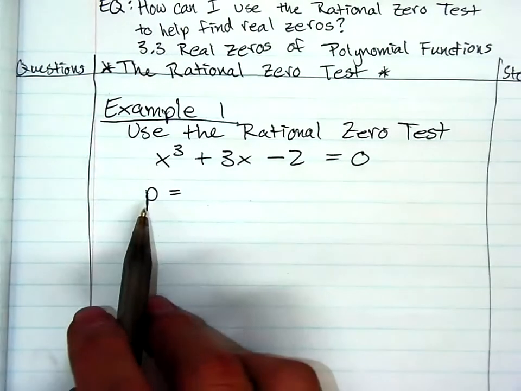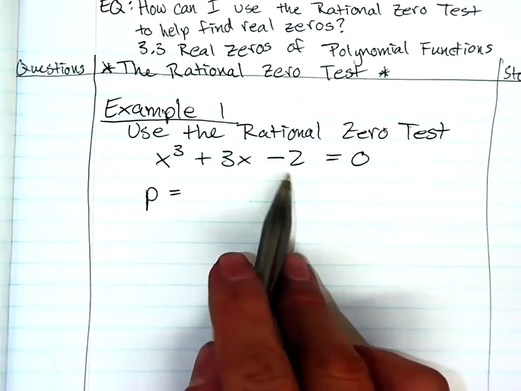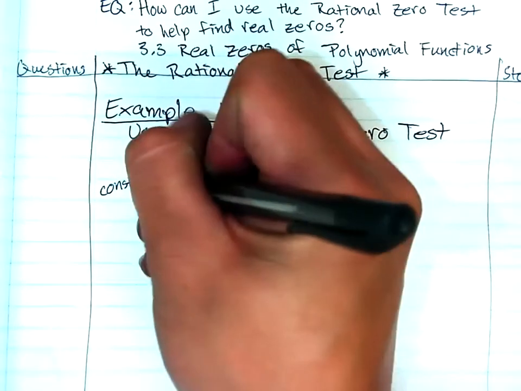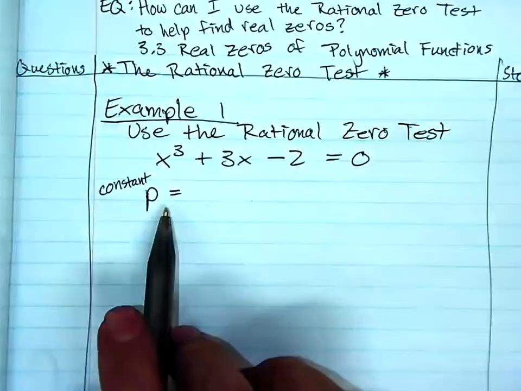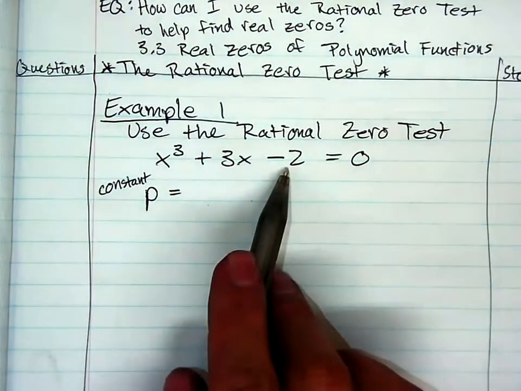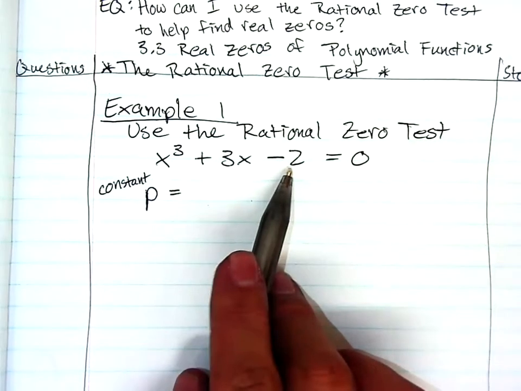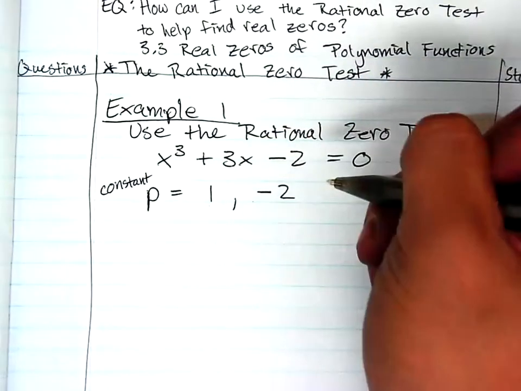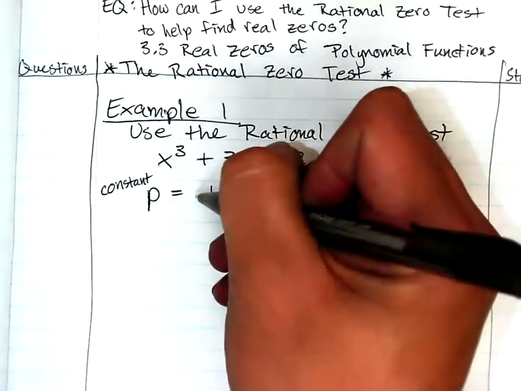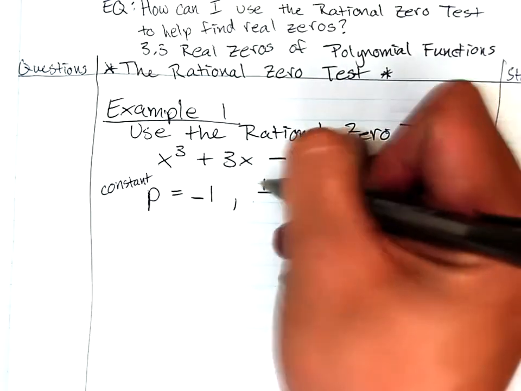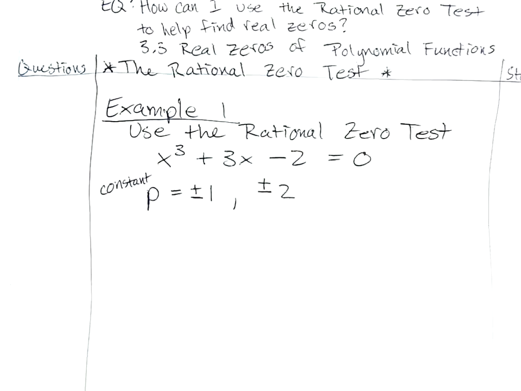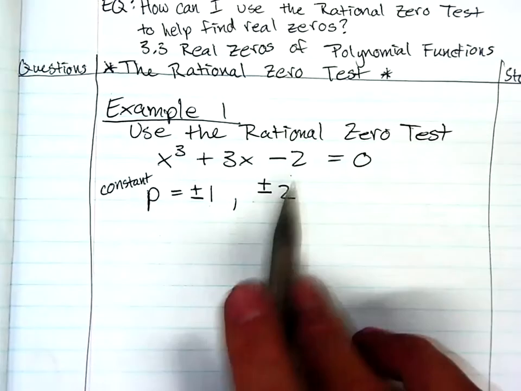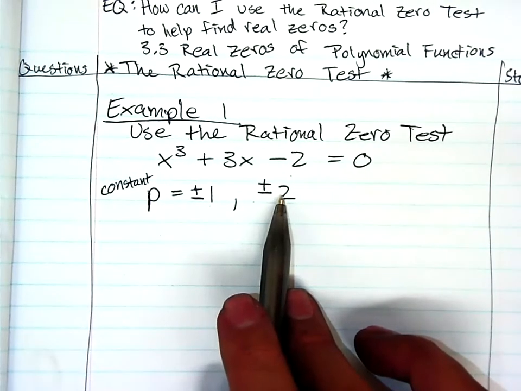P is going to be the factors of our constant. Okay, so you might want to make a note there, constant. With this one, we have several factors. We have 1. Then we can have negative 2. We could also have negative 1 and a positive 2. So what we have for just the constant is plus or minus 1, plus or minus 2.